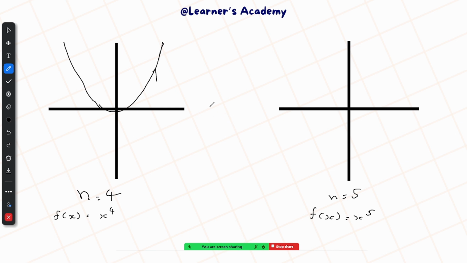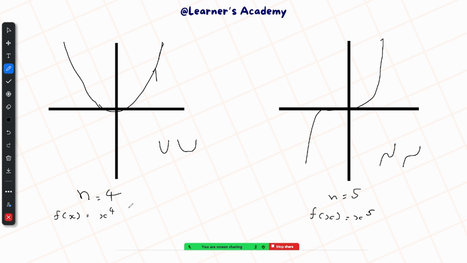And then for n equals 5, it's kind of similar to what we had with the cubic function, which is n equals 3 as well. That means we have something like this. So when n equals 2 looks like this, n equals 4 looks more like this. When n equals 3 looks like this, n equals 5 looks more like this.